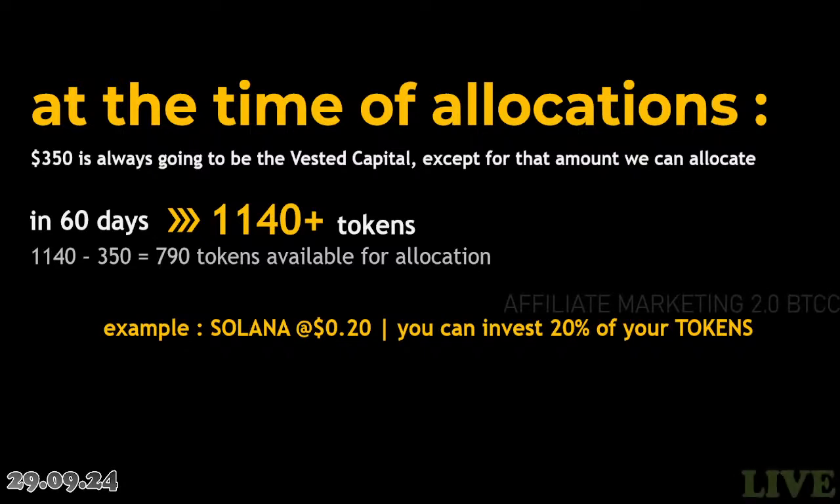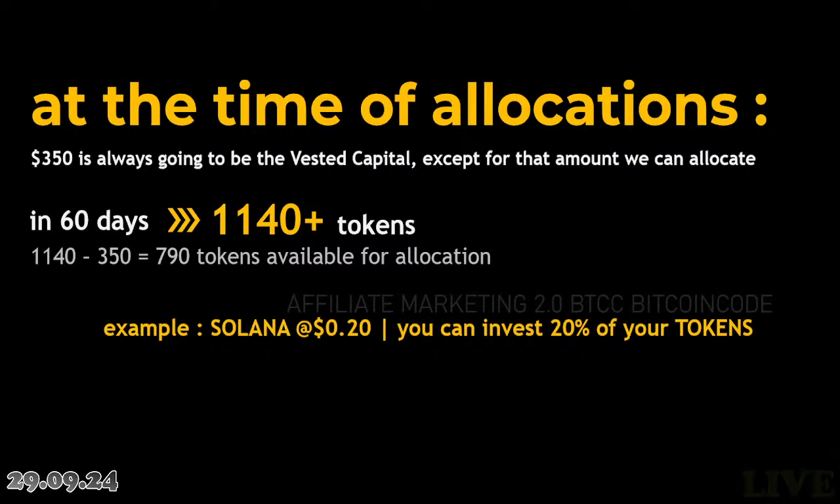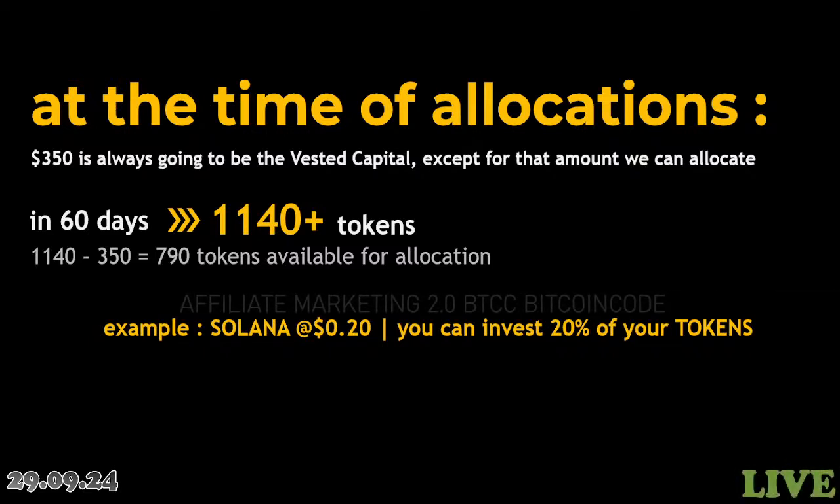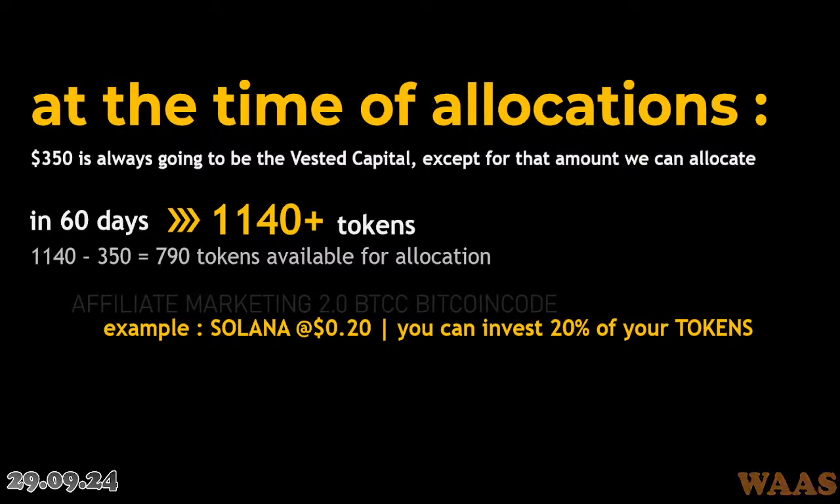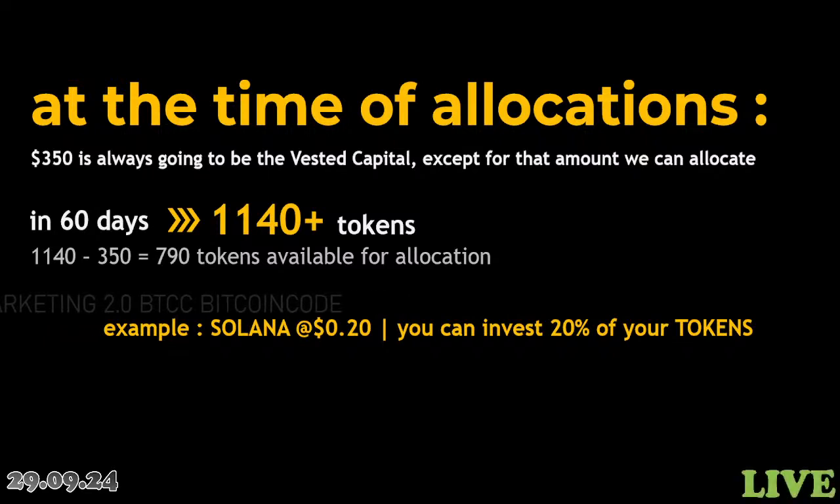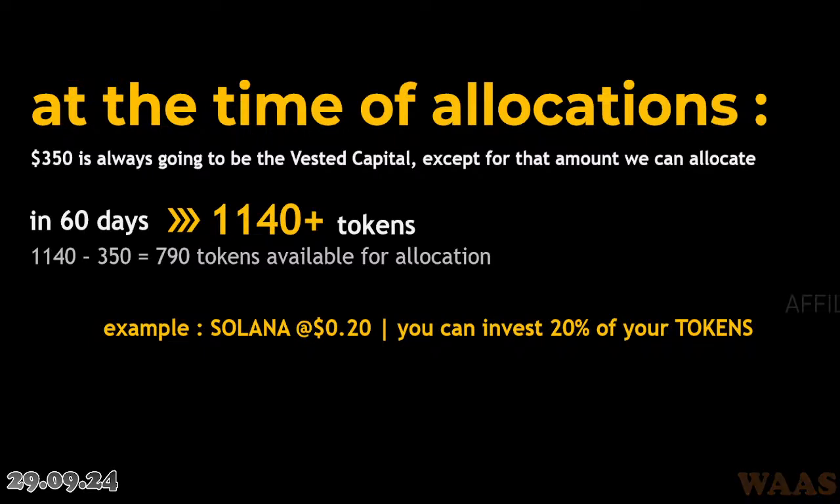All right. I hope you are going through these calculations that we are doing. So in 60 days, you would have accumulated 1,140 tokens. Set aside $350. You are left with 790. These 790 tokens 3.0 are available for you to be put into allocations. Example, again, we take the same example, Solana available in allocation at $0.20. And let's say Chavez did some calculation and he said, let's put 20% of all your tokens as per the calculations. It doesn't have to be 20%. There can be a minimum and maximum value of your tokens as well.